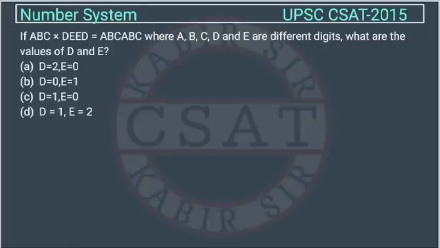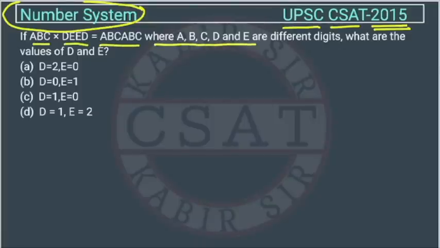This is a question from the number system chapter asked by UPSC in the CSAT paper of 2015. If ABC into DWD is equal to this ABC, where A, B, C, D, E are different digits, what is the value of D and E? So he is asking about the value of D and E, and in the options they have given the values of D and E, right?